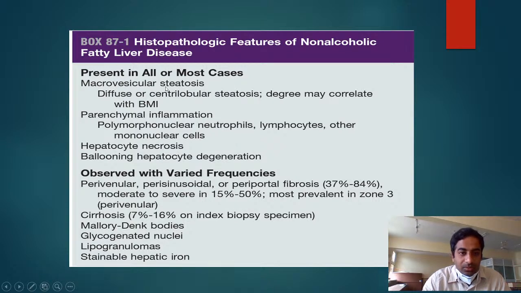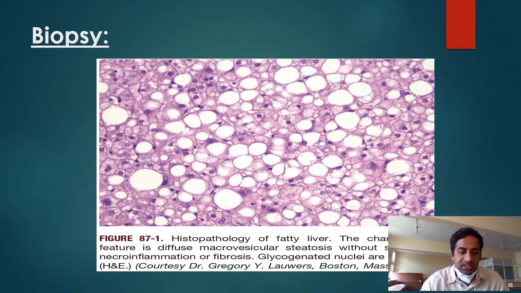Okay, so most of the patients will have this macrovesicular steatosis, parenchymal inflammation with inflammatory cells, polymorphonuclear neutrophils, lymphocytes, and other mononuclear cells. You can also see hepatocyte necrosis, and ballooning hepatocyte degeneration. So these are present in most of the patients. So this is how a patient biopsy looks in fatty liver. It is usually diffuse macrovesicular steatosis without any significant inflammation or fibrosis. So this is macrovesicular steatosis. You can see the fat lobules here, without much inflammation. If there is inflammation, you call it NASH.